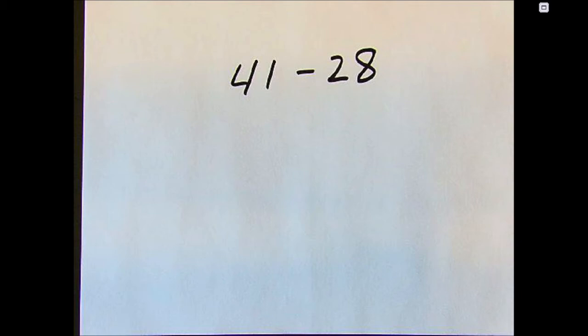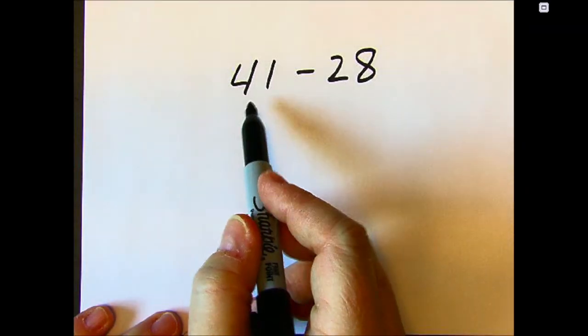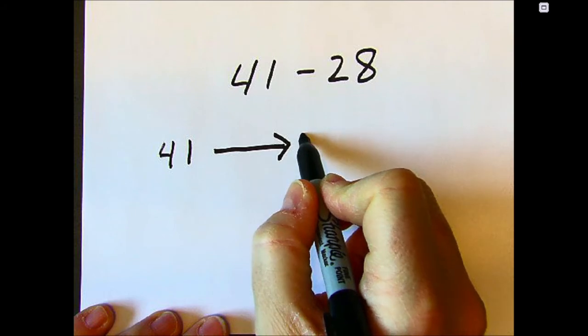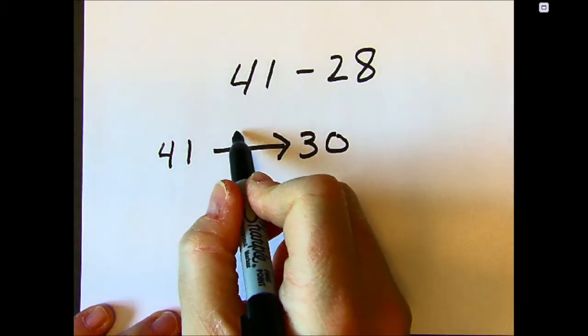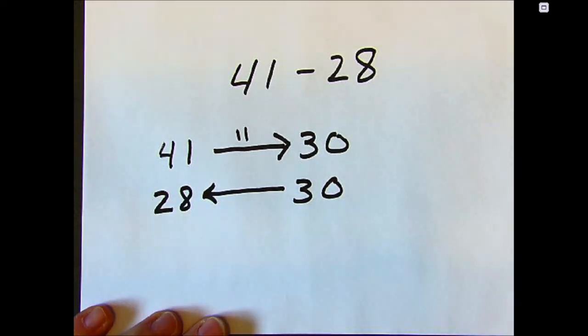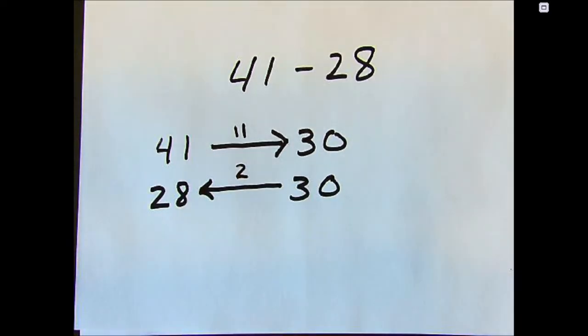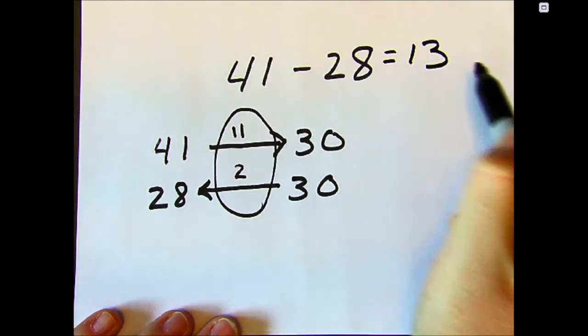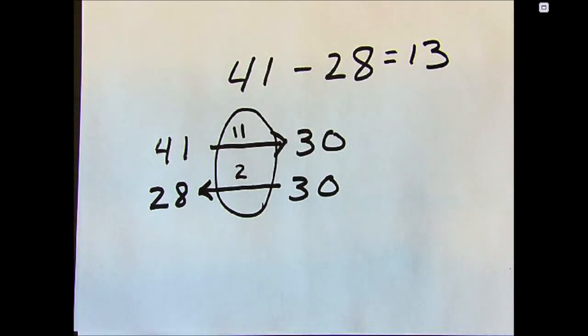Here's another example. So this time my number in between is going to be 30. So from 41 to 30 is a change of 11, and then from 30 to 28 it would be a change of 2. So looking at those 2 steps that I took, 11 and 2, would tell me that my total distance or difference between 41 and 28 is 13.